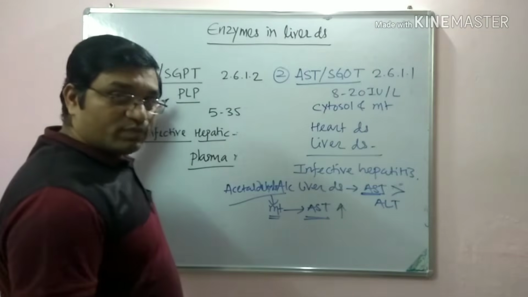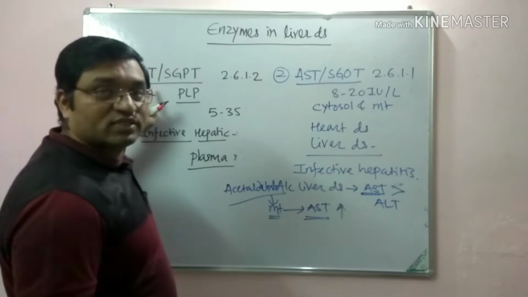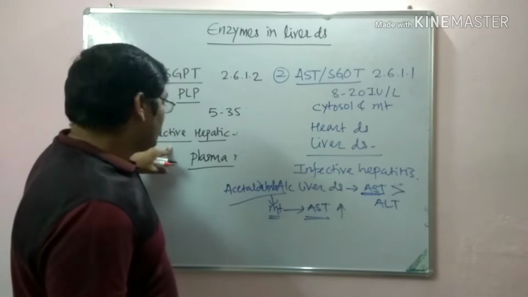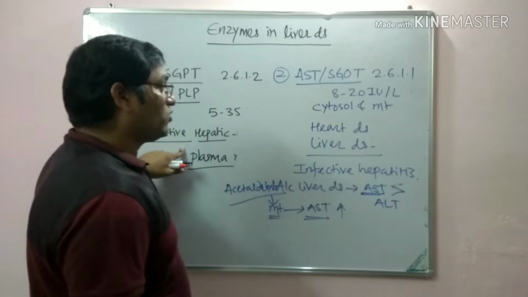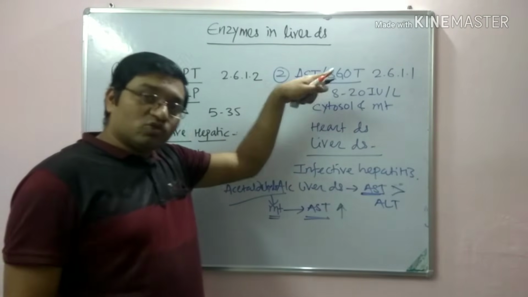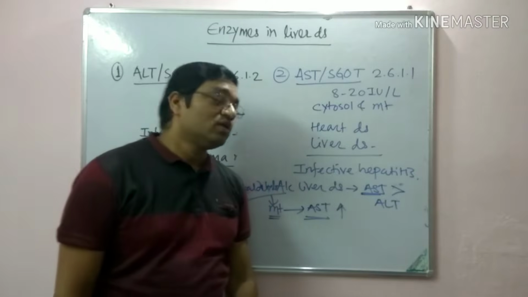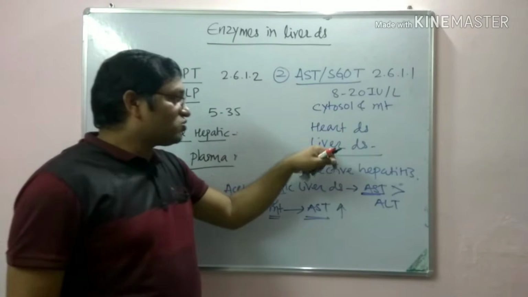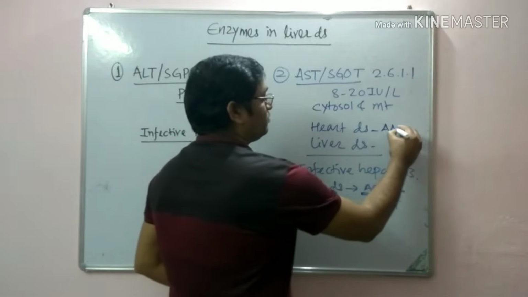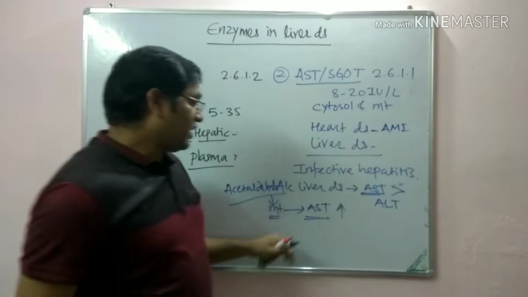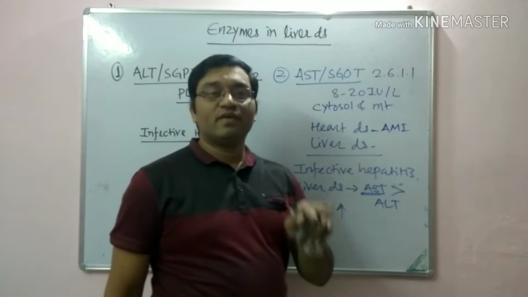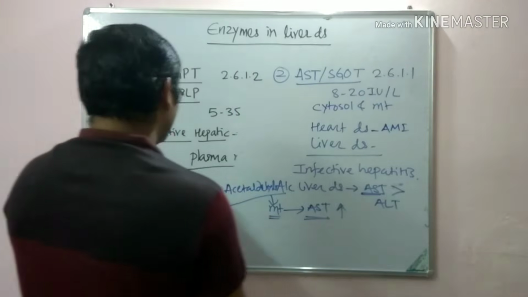So ALT is specific to the liver. Its concentration increases in infective hepatitis, up to 1000 times of the normal. AST concentration also increases up to 1000 times of the normal, but its level also increases in heart diseases, for example acute MI, and AST levels are more as compared to ALT in alcoholic liver diseases. So this is the second.